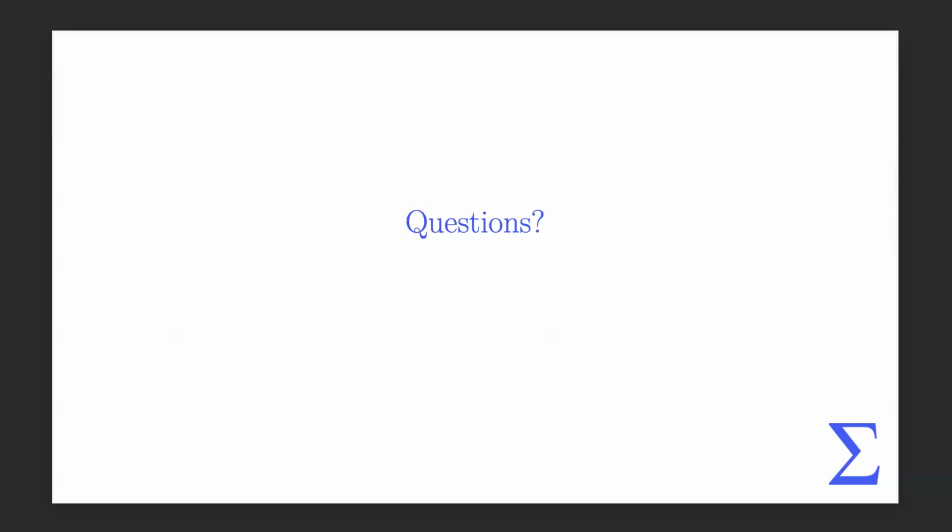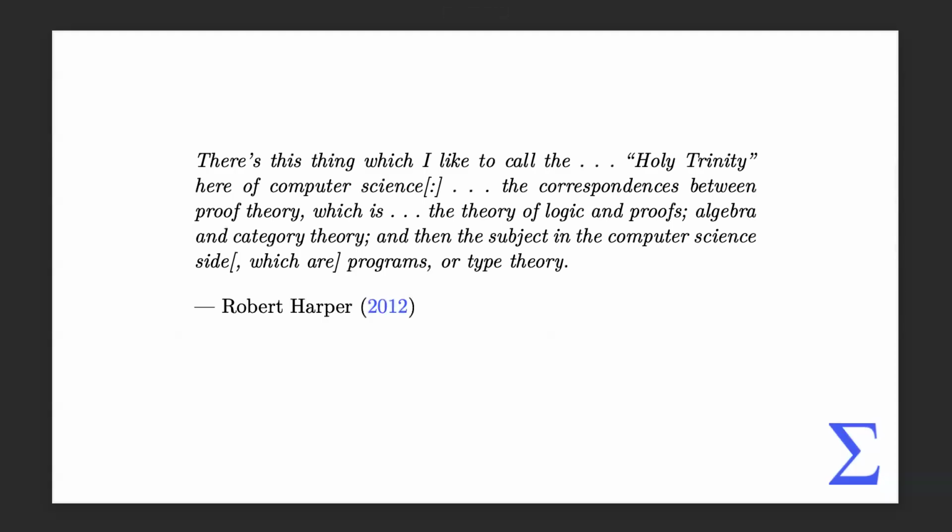Yeah, they're mainly in programming language stuff is I think where the big applications are, but you also have linguistics. Linguists like to model grammars as type theories and models of computation. Proof theory gives you, maybe a quote over here from Robert Harper, Carnegie Mellon. There's this thing which I like to call the holy trinity of computer science. The correspondences between proof theory, which is a theory of logical proofs, algebra and category theory, and then the subject of the computer science side, which are programs or type theory.